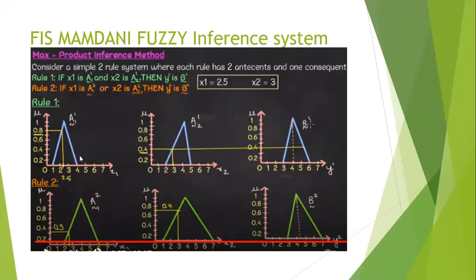See, you are considering here membership function 1, 2, 3. It is predefined. You are considering a triangular membership function here. Each membership function is described with a triangular membership function.